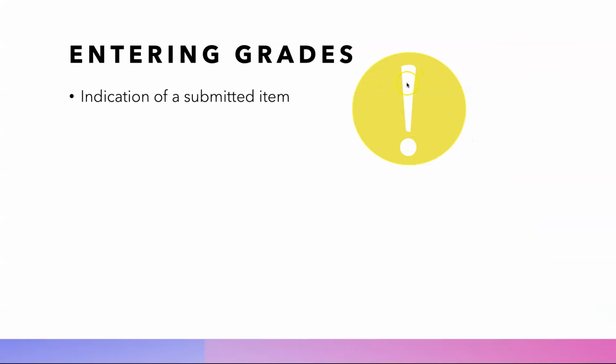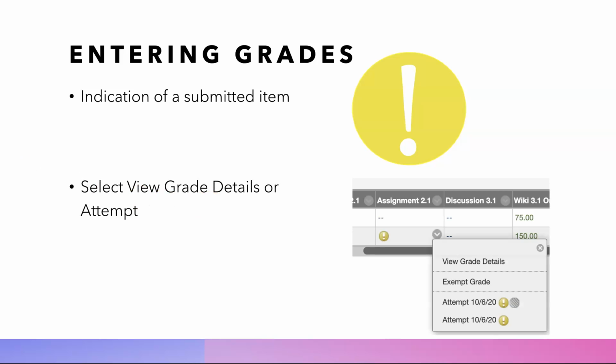When you see the white exclamation symbol on a yellow circle, it indicates that the student has submitted the work and it is ready for grading. When you see that icon, we can click on the chevron to access the details associated with that item.